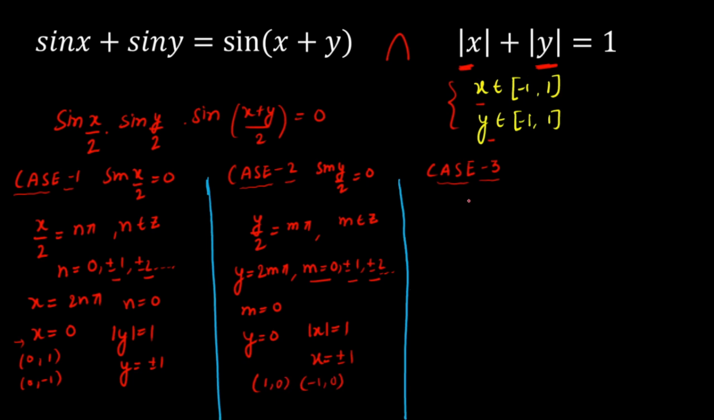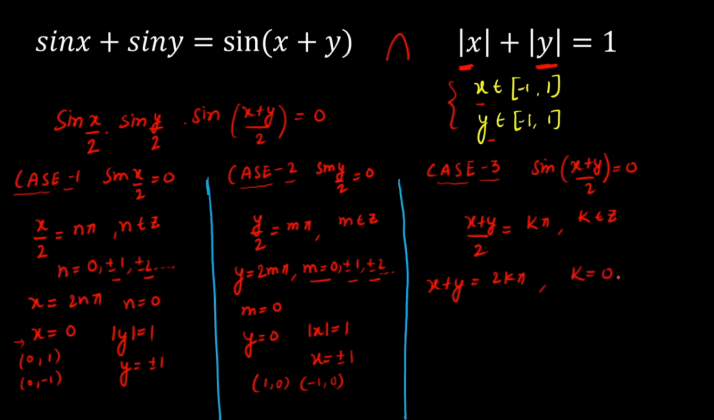Now let's move on to the case 3, that is if sine of (x plus y) whole divided by 2 is equal to 0. That means (x plus y) divided by 2 is an integral multiple of pi. Let's say k is one integer and it is an integral multiple of pi. Now x plus y will be equal to 2k pi. Now again only one value of k will satisfy here, because from 1 or minus 1 onwards all the values will not satisfy. So put k is equal to 0.